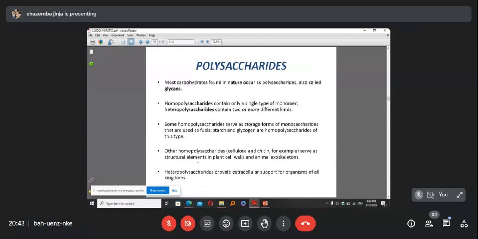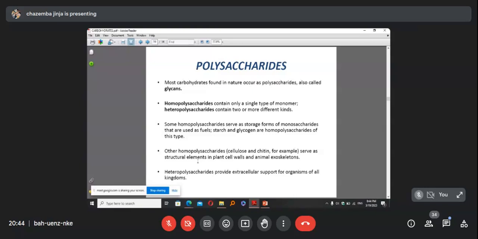The next thing you can look at are polysaccharides. Most carbohydrates found in nature occur as polysaccharides. That's the most common way you find them, and they're also called glycans. We have two types of polysaccharides: homopolysaccharides and heteropolysaccharides. Homopolysaccharides contain only a single type of monomer. An example is a polysaccharide made only of glucose molecules. Whereas a heteropolysaccharide has two different monomers, for example galactose and glucose forming a polysaccharide.